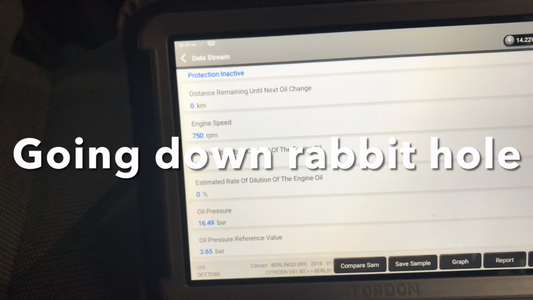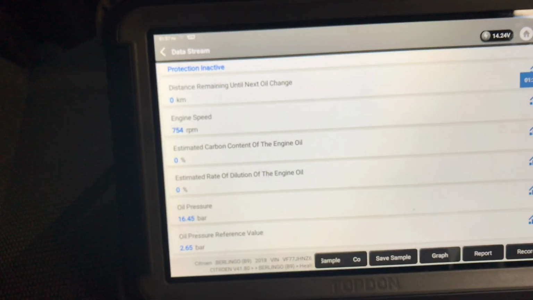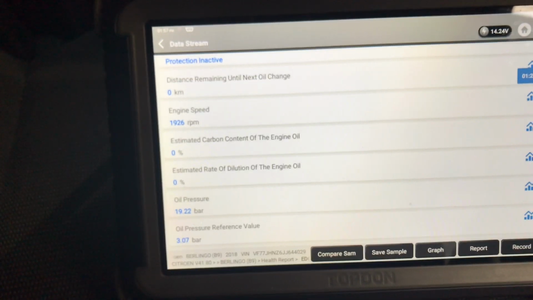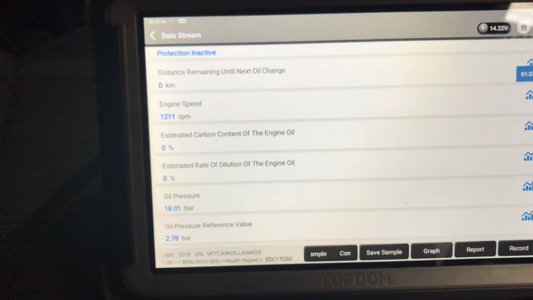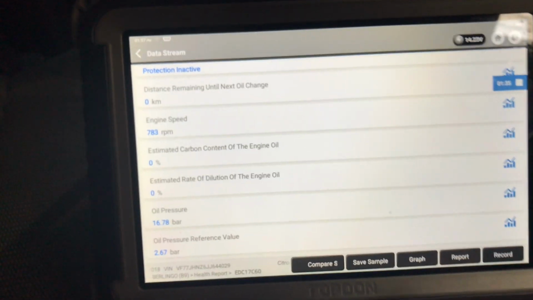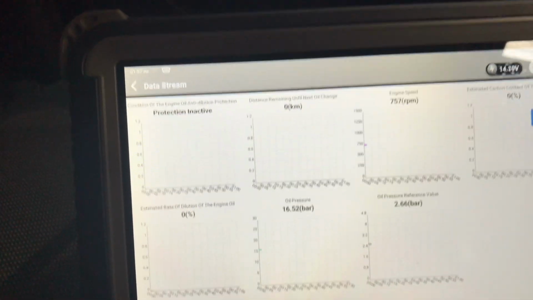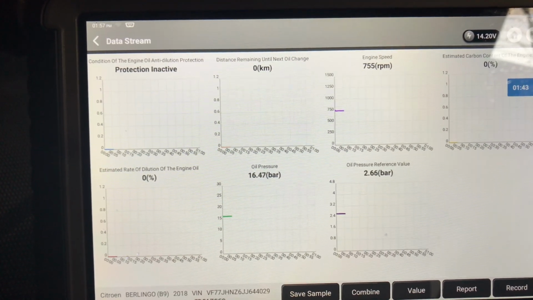Oh, it's through the roof. You would think that's the oil pressure switch. 18 bar. You can see that yourself. So, graph. Plenty of pressure.